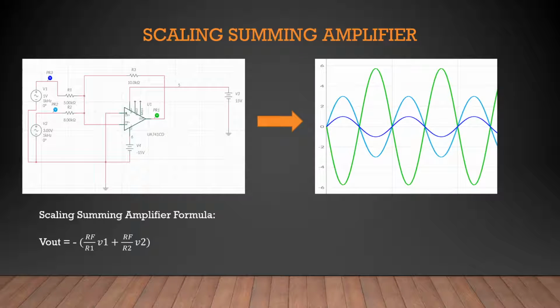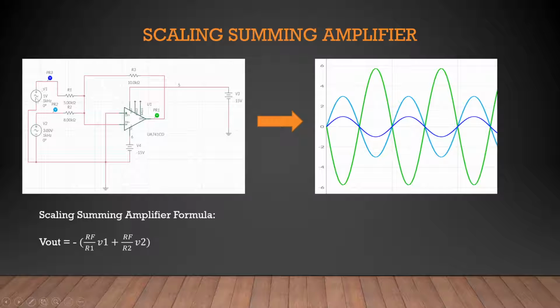Next is the scaling summing amplifier. A scaling summing amplifier is when all the resistors have different values. So RF is 10 kilo, R1 is 5 kilo and R2 is 8 kilo. So we have to find the gain for each voltage. Here has a different gain, and here also has a different gain. We calculate first: RF over R1, so we get 10 over 5, which is 2.